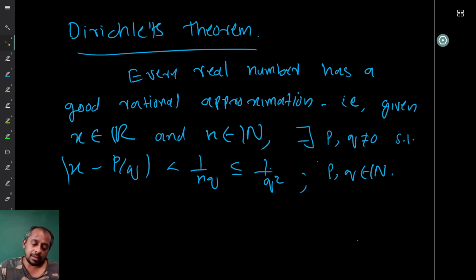So this is called the Dirichlet theorem, right? This is a very good rational approximation, as good as you want. You can make the difference as small as you want. So let us state it in a formal way.